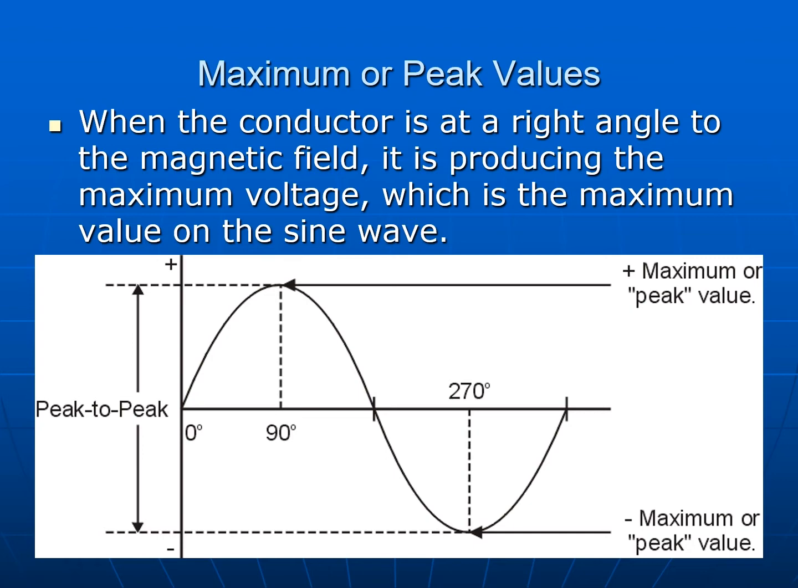The other term that we need to understand is the term peak to peak value. And that is the maximum distance that we can have between our two peaks. So if we're to measure a value at 90 degrees and measure a value at 270 degrees, our peak to peak value would be the difference between both of those. Keep in mind that my 90-degree value is positive, my 270-degree value is negative compared to the zero.